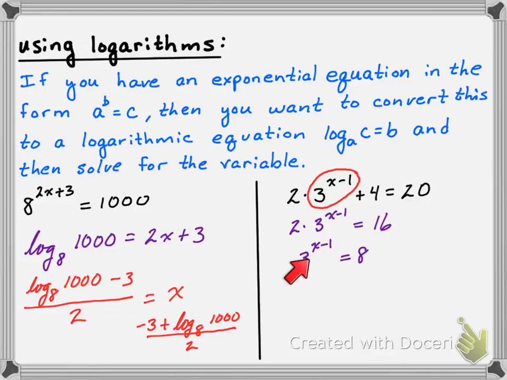See, now we are down to the same kind of thing we had right here. So we are in this format of something raised to a power equals a number over here. We can convert this to a logarithm, which would be log base 3 of 8 is equal to x minus 1. And then you solve for x by adding 1 over to the other side. And that makes it 1 plus log base 3 of 8.